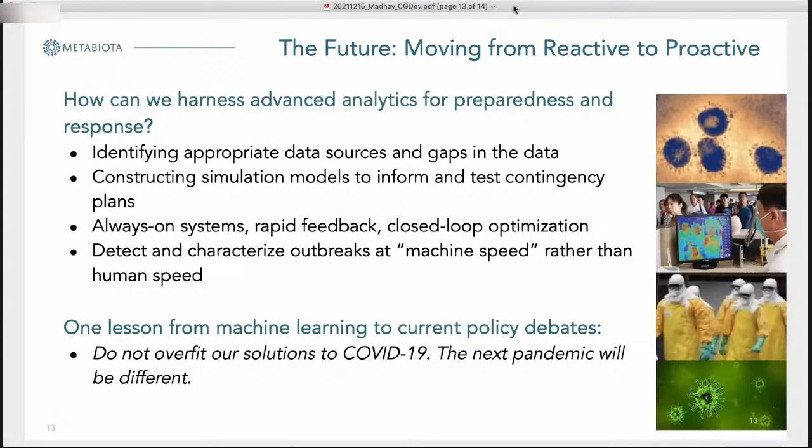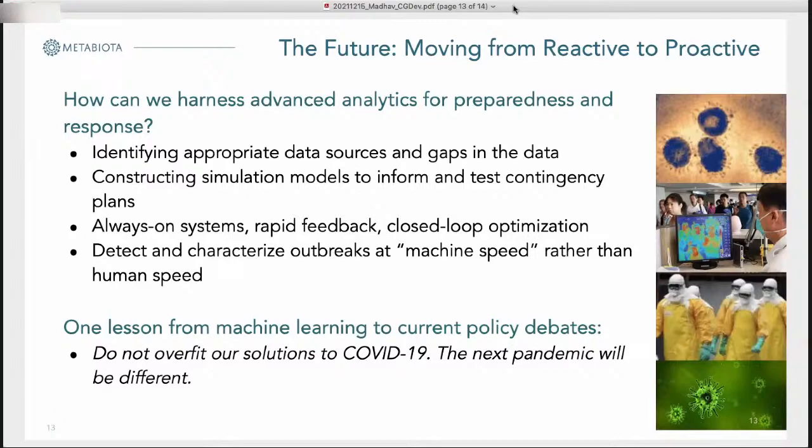So for the future, we've always been passionate about moving from the reactive to the proactive approach to infectious diseases, epidemics, and pandemics. And we really see the future in being able to harness these advanced analytics to identify appropriate data sources and gaps in the data, really making improvements in the frequency of the data, the quality of the data that's out there that's being generated, and also constructing these simulation models, running them, and being able to use them to inform and test contingency plans, as well as other types of planning and preparedness efforts.